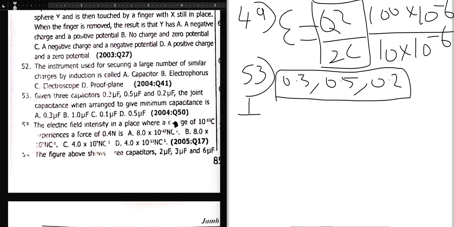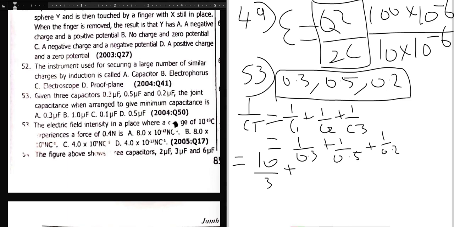Formula is 1 over C total equals 1 over C1 plus 1 over C2 plus 1 over C3. So this one now becomes 10 over 3. This one should become 2, and this one should become 5. Now to add all this, we have to turn them into the same denominator, 3. How do we do this?